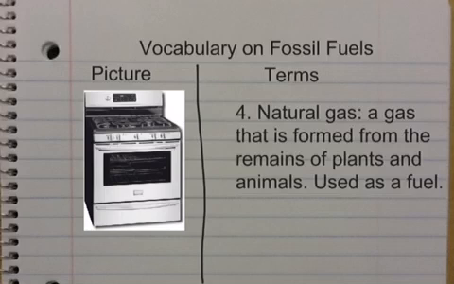This is the most useful form. You probably use natural gas. It's in your oven. Your oven uses natural gas to create fire and cook your food, and we also use it for heating. Go ahead and draw this picture and then move on to the next step.